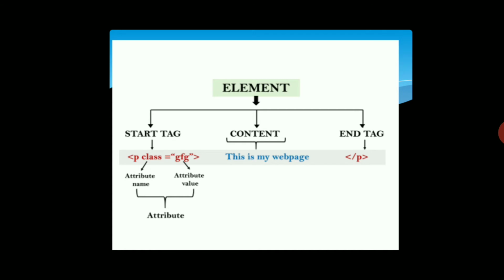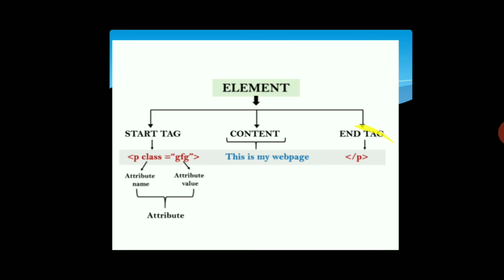So let's see what is a tag. When we are starting this angular bracket P, this P is a tag. P means paragraph. This class means attribute. And this GFG means its value. Whenever you are writing an attribute, you should write its value also. And the content, like this is my web page, is inside. There's a starting tag and an ending tag.